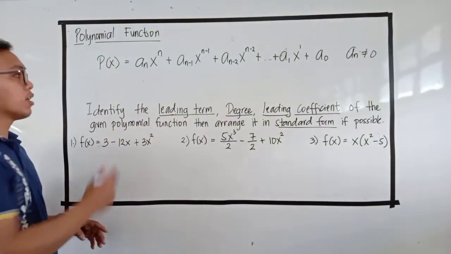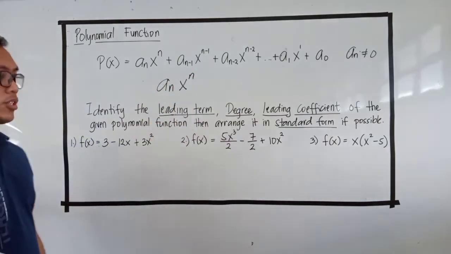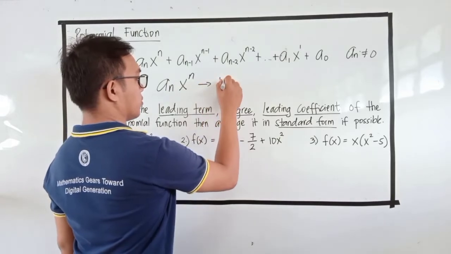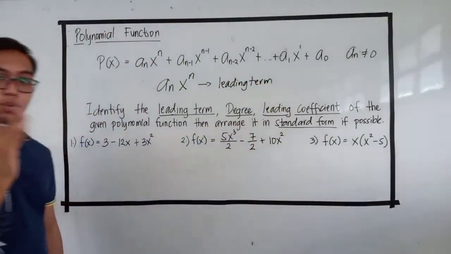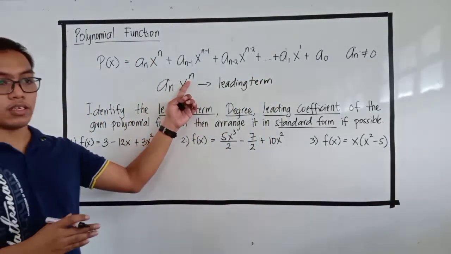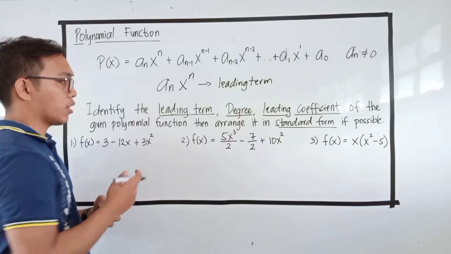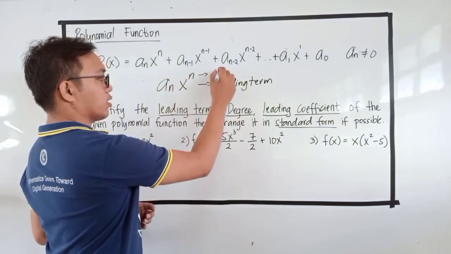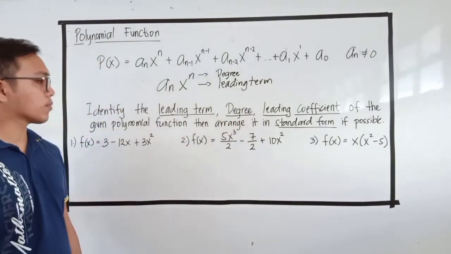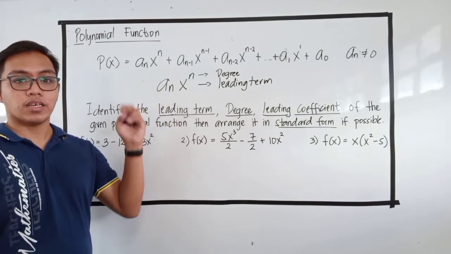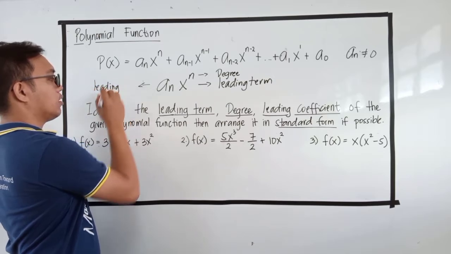In this notation, a sub n x raised to n is considered the leading term, which contains n. And n here serves as the highest exponent. We can say that n here will be the degree of our polynomial function. A sub n here is what we call the leading coefficient.